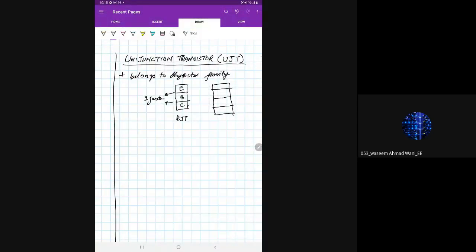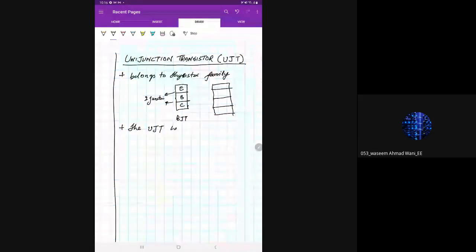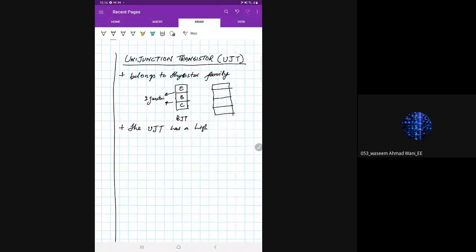What is the Thyristor family? What is most peculiar to the Thyristor family? That they are used for triggering operations. Okay, I'll also explain some of the things. And we should remember that the UJT has a high impedance in off state. Okay, off state. How is UJT realized?